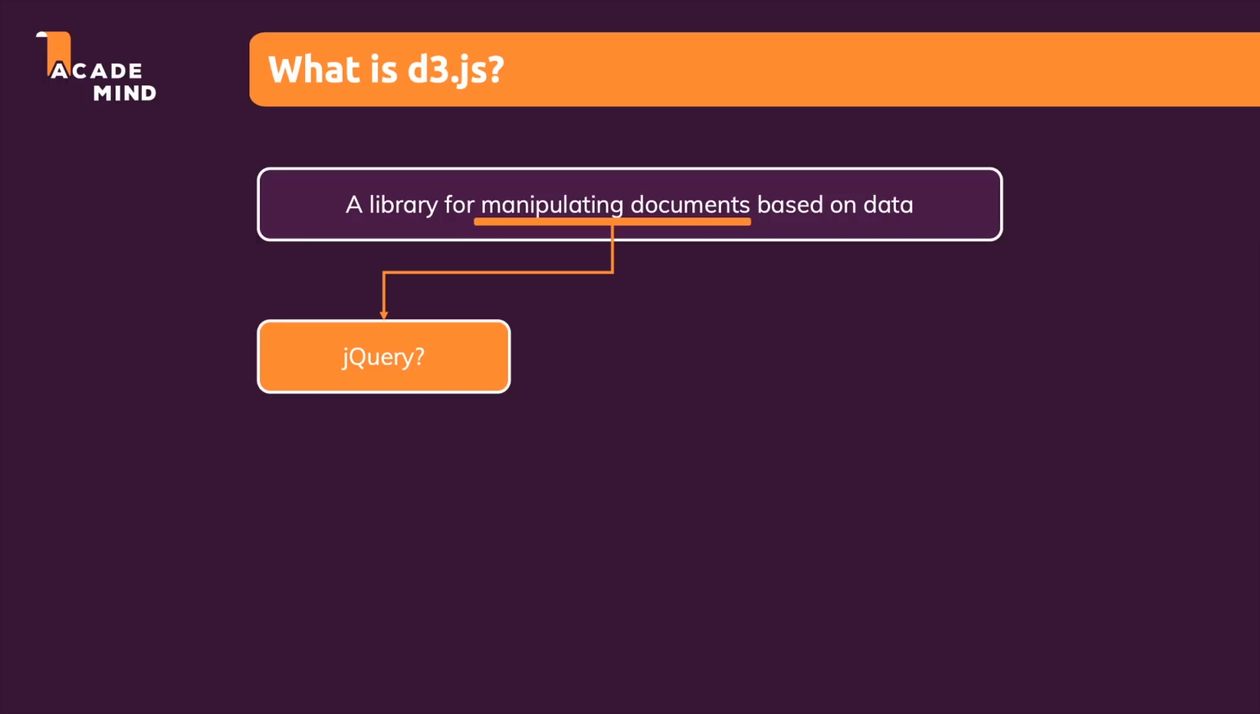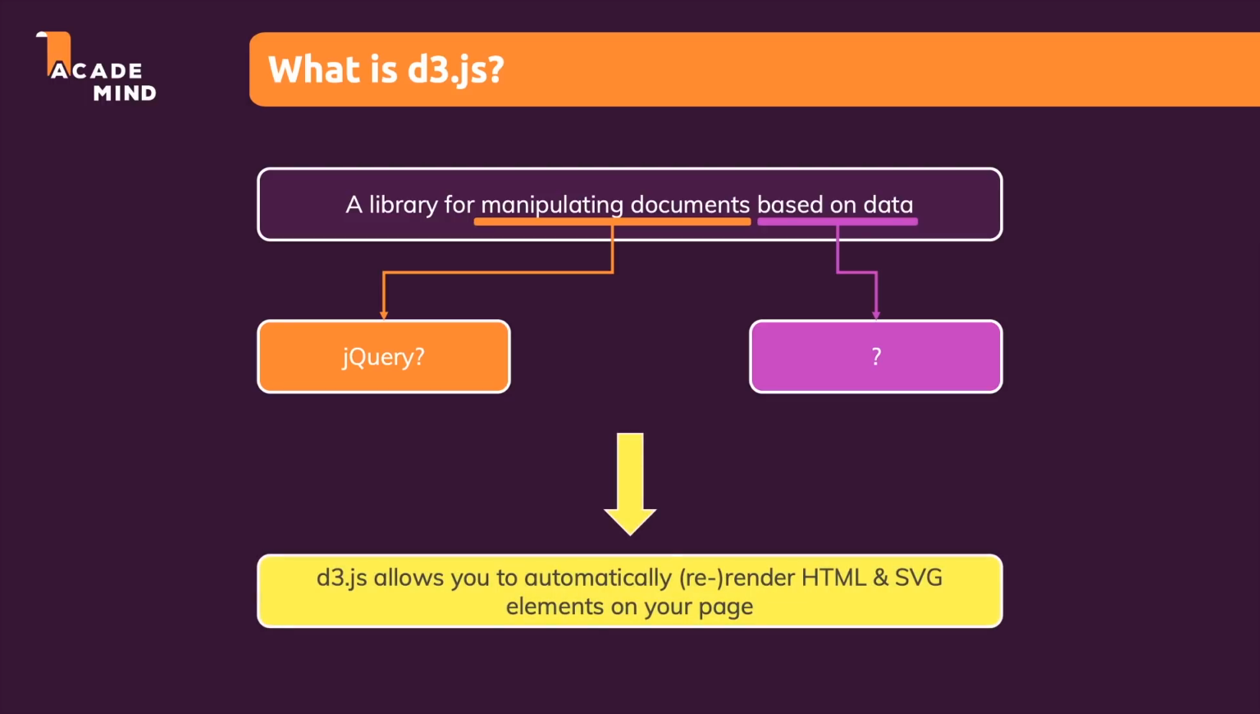Well, we have to consider that second part here, based on data. That's the interesting part, but what does this mean? Well, D3.js allows you to manipulate your HTML page, your DOM, but it has this strong connection to data. It allows you to, for example, automatically render or re-render HTML and SVG elements on your page based on data you make D3.js aware of. So you could say, connect elements on your page to data and then, for example, render multiple divs for multiple data points in your data or update the DOM when your data changes.